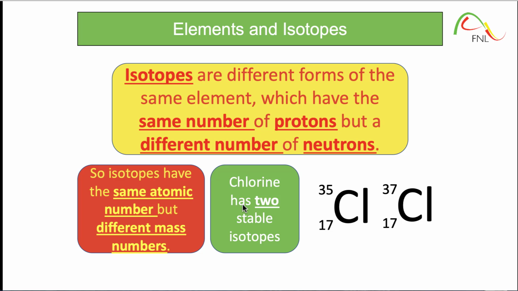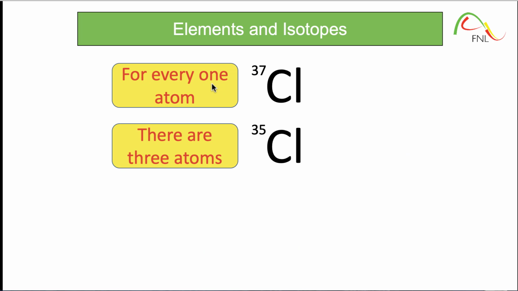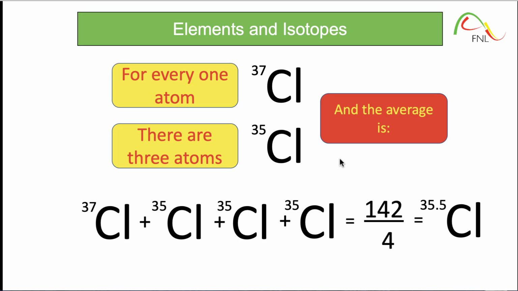Chlorine, as an example, has two stable isotopes, chlorine 35 and chlorine 37. For every one atom of chlorine 37, there are 3 atoms of chlorine 35. So to work out the average, we have a 37 here, 35, 35, 35, because they're 3 to 1, aren't they? Makes 142. 1 and 3 makes 4. That gives us an average of 35.5, which is where our number comes from.